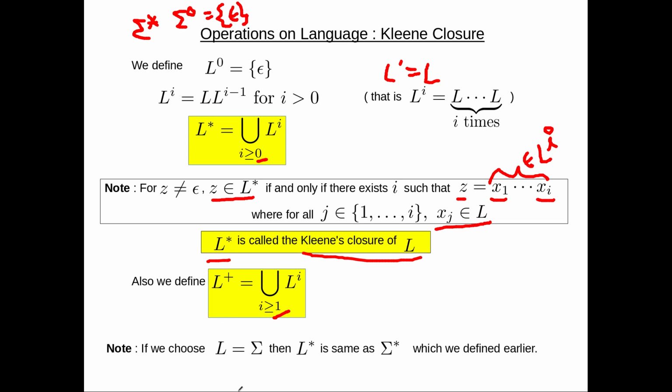So as I mentioned before, if you take L to be sigma, remember that sigma itself can be a language, right? Sigma is the set of all strings of length 1, so sigma is a language over sigma. In that sense, if you take this language, then this definition of L star coincides with the definition of sigma star that we defined earlier. Obviously, this L plus also coincides with the definition of sigma plus that we defined earlier. Okay.